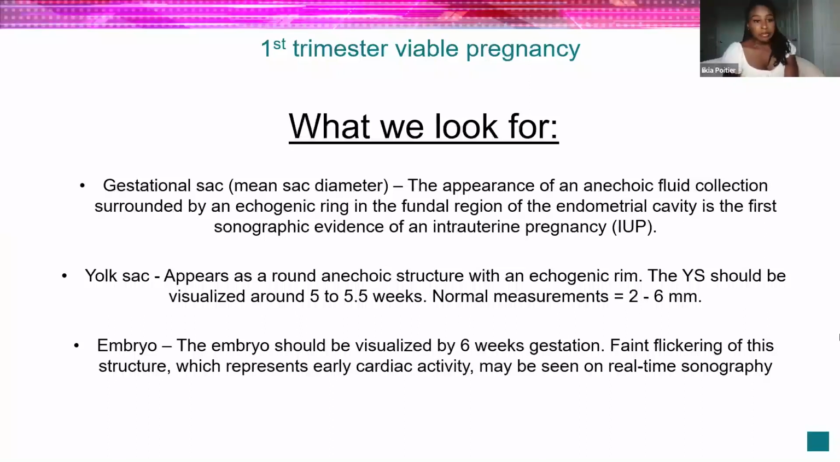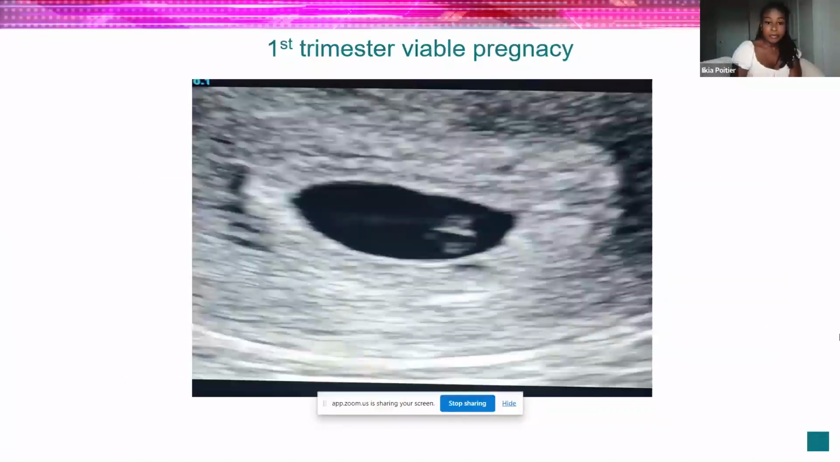Then the yolk sac. The yolk sac appears as a round anechoic structure with an echogenic rim. The yolk sac should be visualized around 5 to 5.5 weeks. Normal measurements are between 2 and 6 millimeters. Embryo, of course. The embryo should be visualized by 6 weeks gestation based on LMP. Faint flickering of this structure, which represents early cardiac activity, may be seen on real-time sonography.